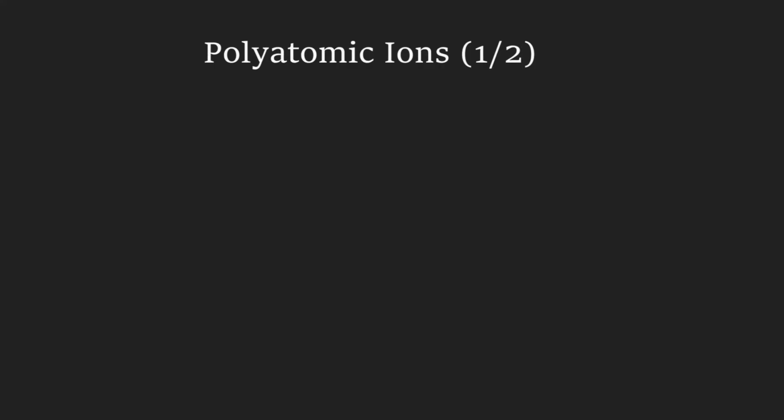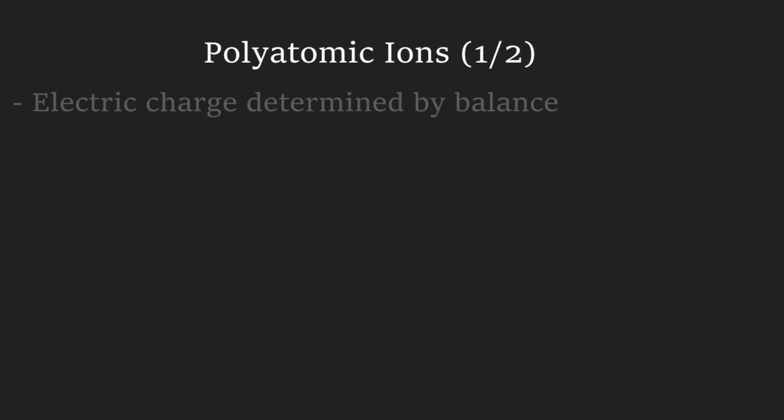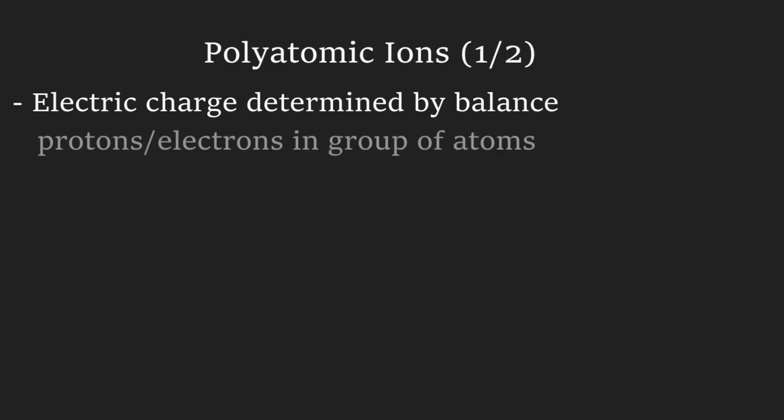Things get a bit more complicated with polyatomic ions because they are made up of multiple atoms. So how is the net electric charge determined in this case? Well, the overall charge of a polyatomic ion is determined by the balance of protons and electrons in the group of atoms that makes up the polyatomic ion. To better understand this, we need to understand how polyatomic ions form.